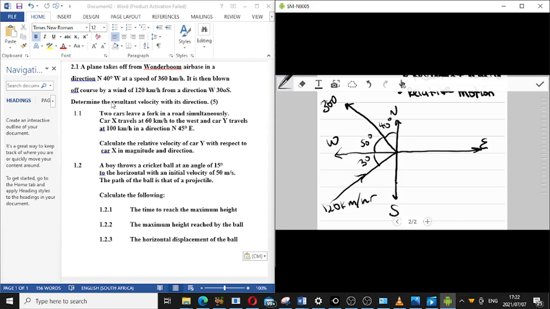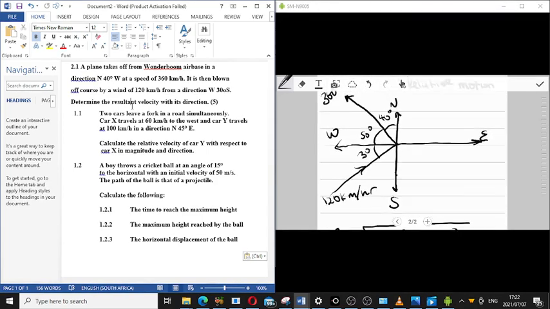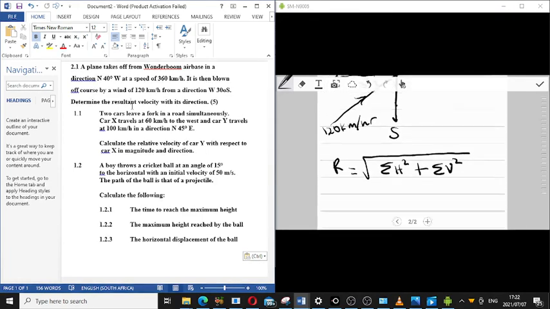Now the question is saying calculate the resultant velocity and its direction. To calculate the resultant velocity, no need to stress. We've got the formula that we use: the square root of the summation of horizontal components squared plus the summation of vertical components squared. So now the issue here is to look at the horizontal component.